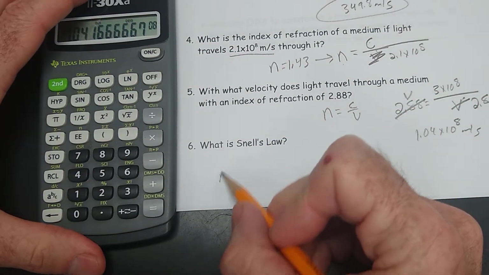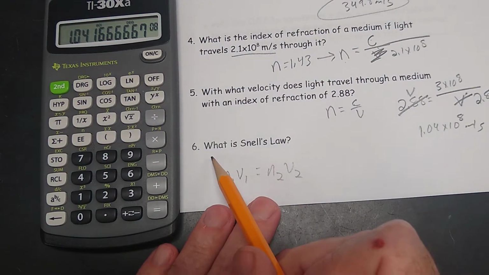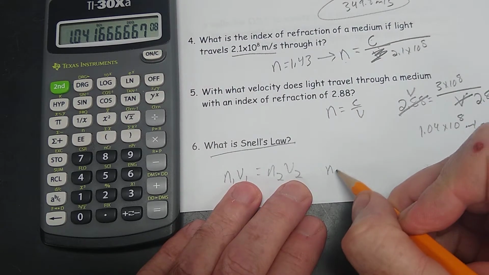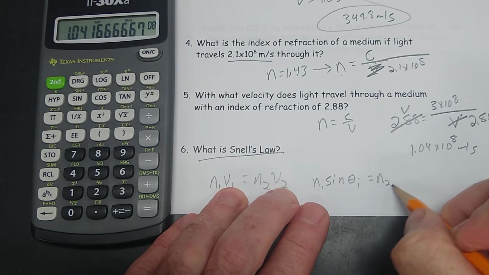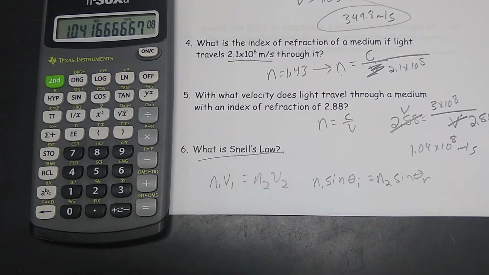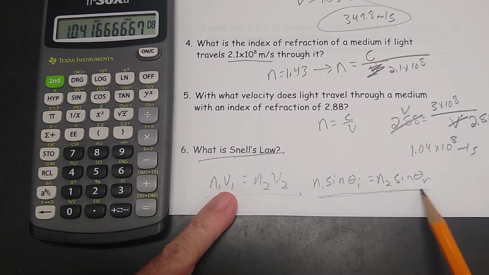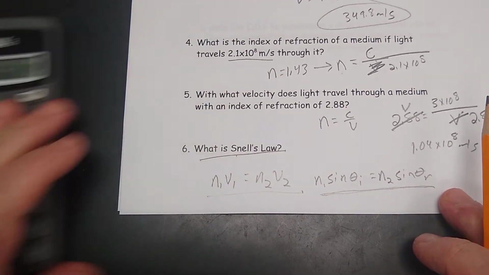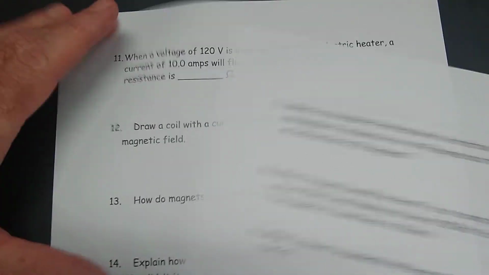What is Snell's law? N1V1 equals N2V2. And basically, it also is N1 sine theta I equals N2 sine theta R. It says that light goes at different speeds through different media. That's what this says. And this says that when light bends, it bends when it hits a new medium according to the density of the other medium, and we can predict its angle. Let's try this.